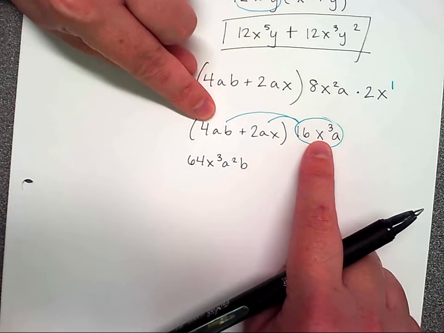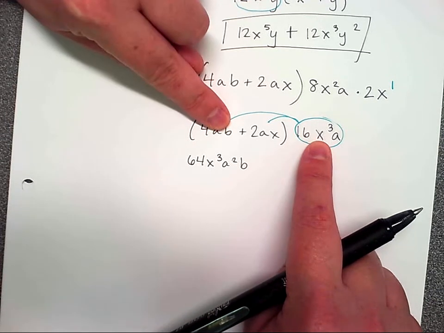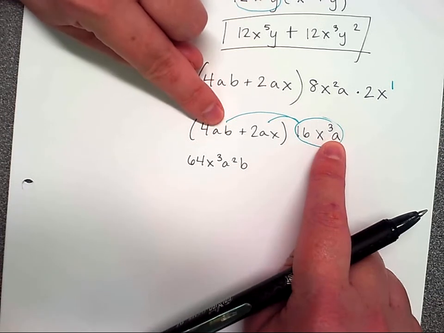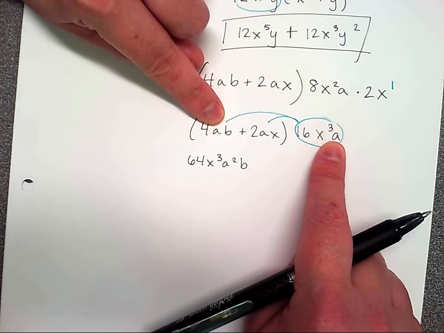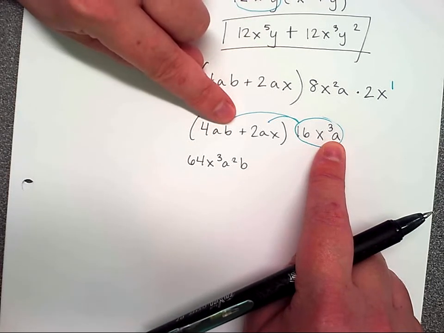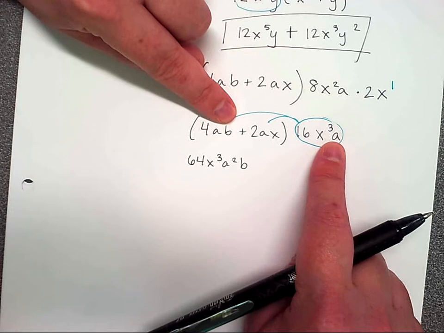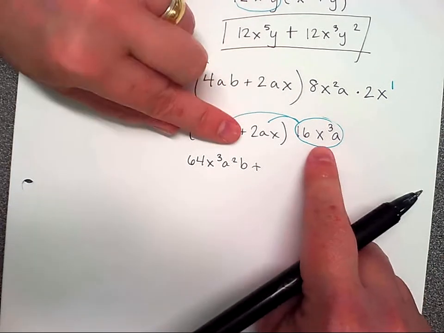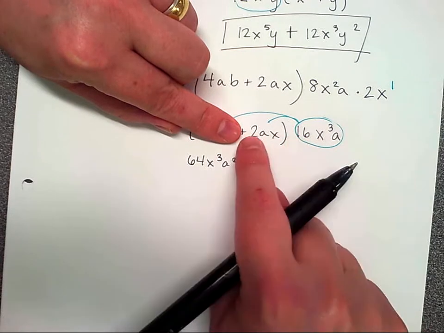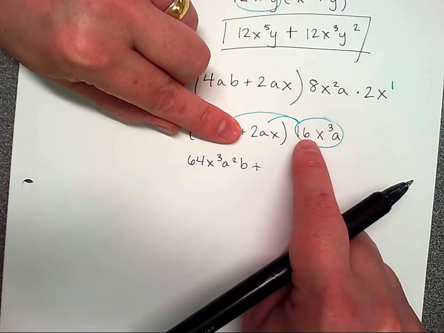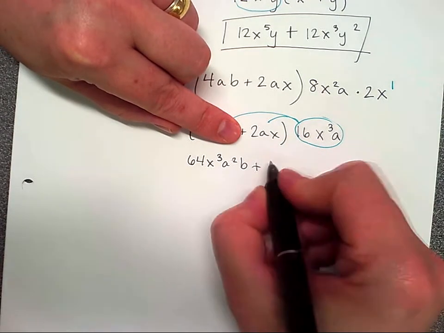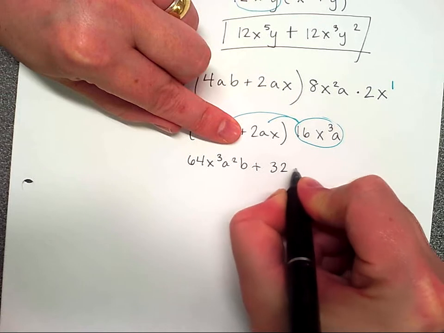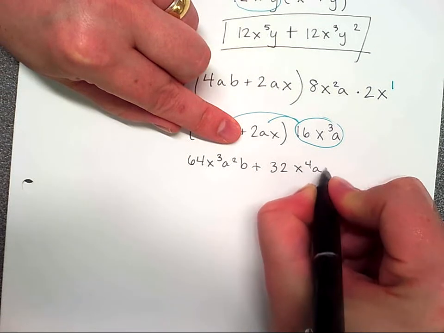So we did the number, x, there's no other x here, so I'm just copying x down. Here I got a to the first times a to the first. That's a times a, which is a squared. And then I just have the b, right? So now I'm going to move to the next term. This times this. 32x to the 4th a squared.